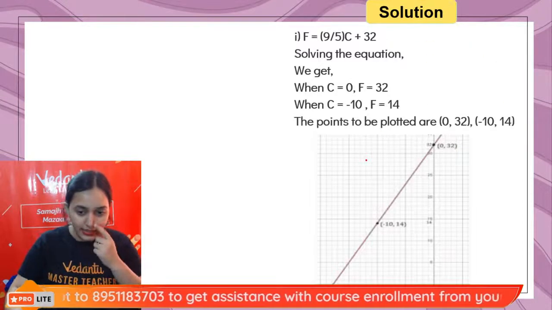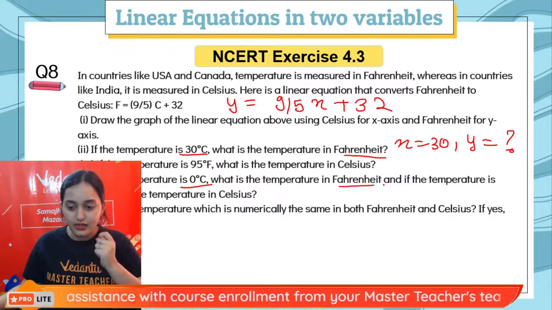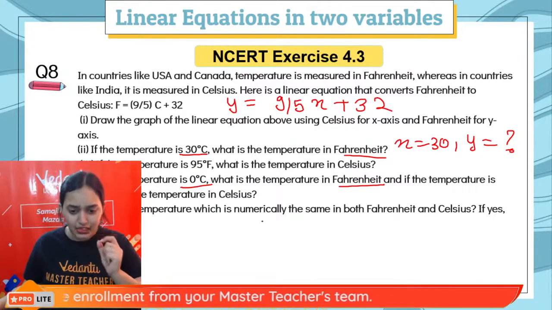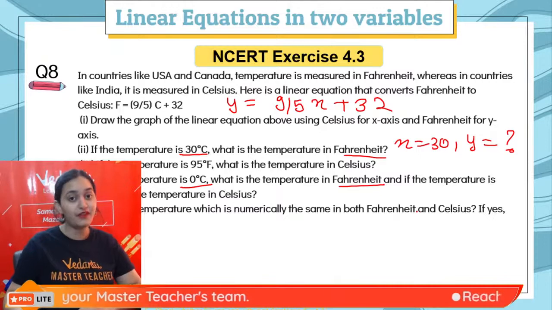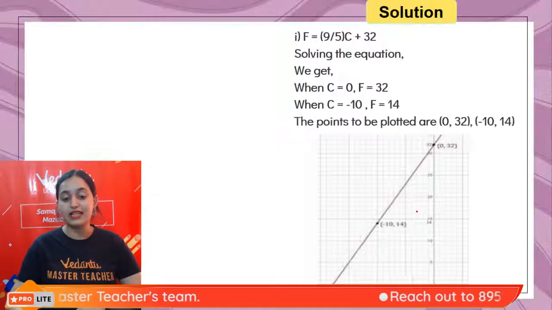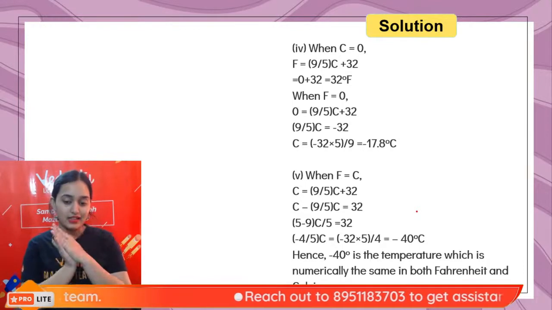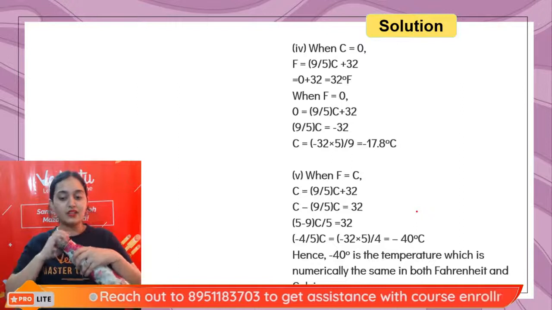Similarly, what is the next part of the question? If the temperature is 0 degrees Celsius, what is the temperature in Fahrenheit? Is there a temperature which is numerically the same in both Fahrenheit and Celsius? If yes, can you find it? Is there any temperature which is equal in both Fahrenheit and Celsius? What will be the answer of this?